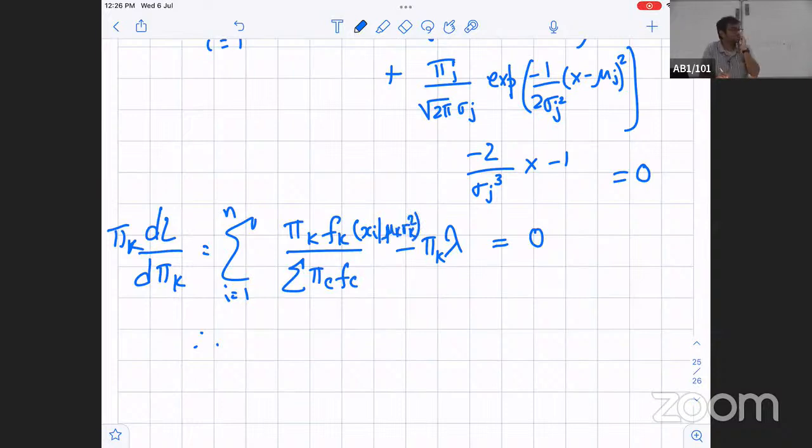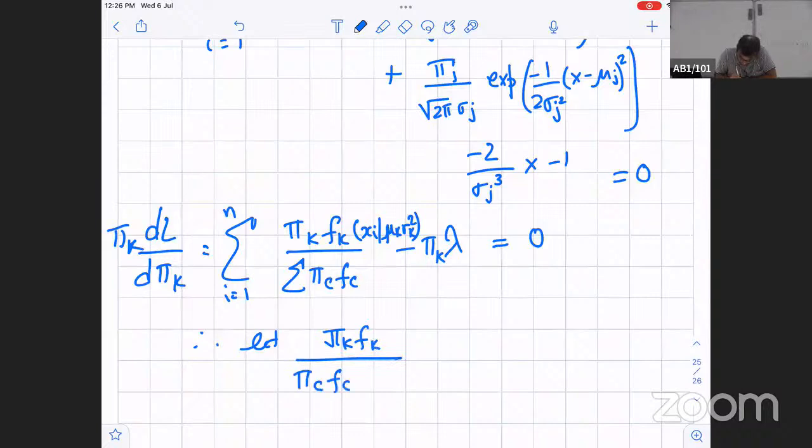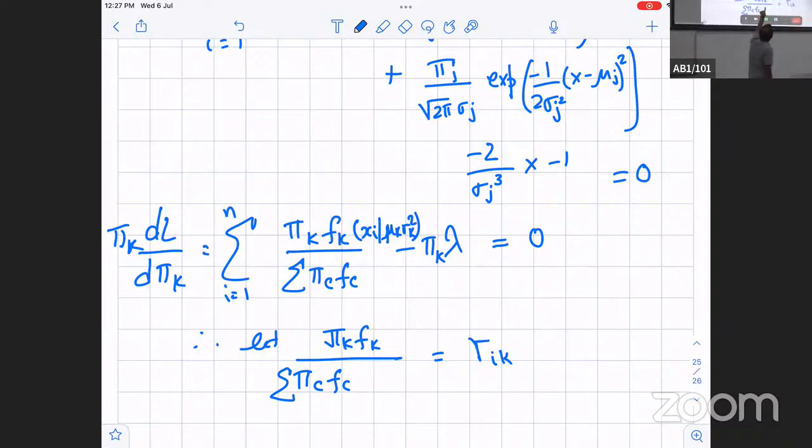So what I will do is introduce one shorthand. Let pi k f k divided by the summation of pi c f c be equal to gamma i k. Why did the i come in? Because I am summing over i, so for different values of i there will be different terms. This pi k f k of x i is there, so I am calling it gamma i k.